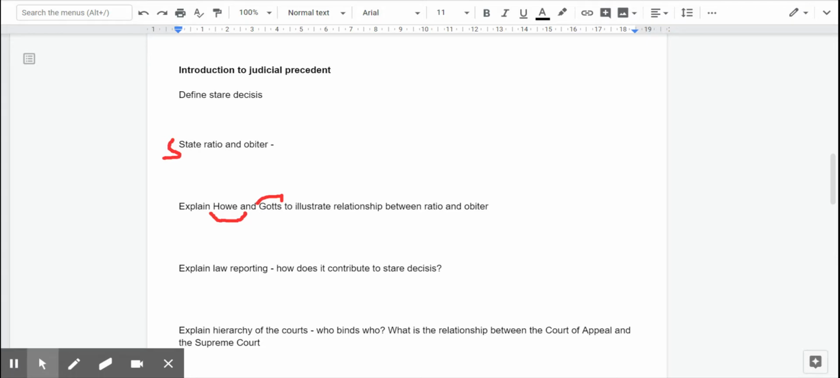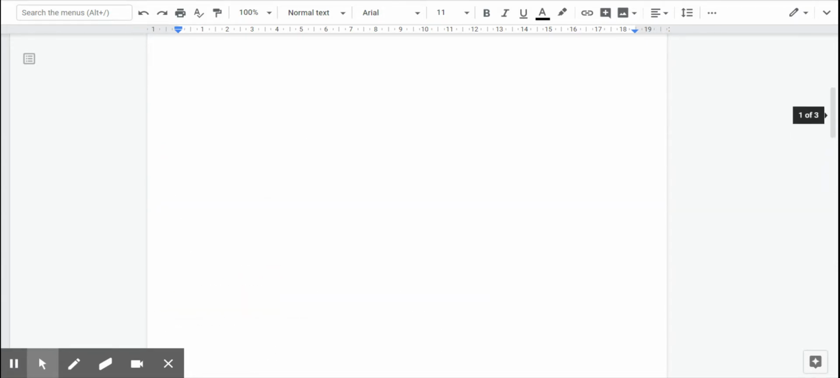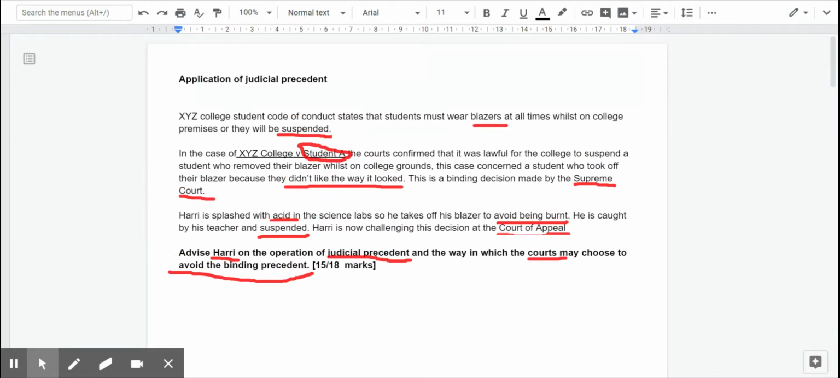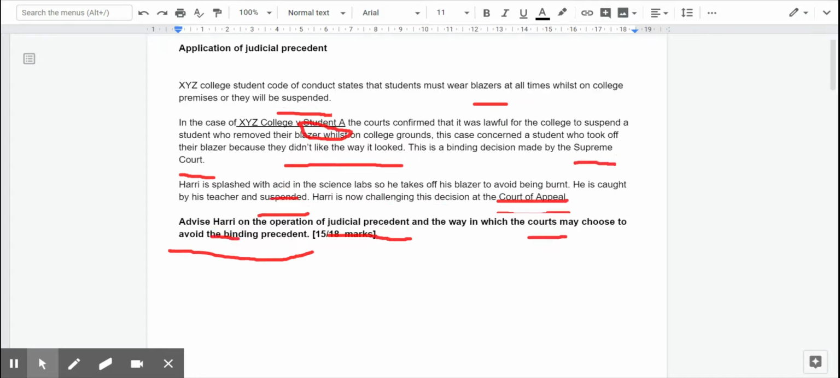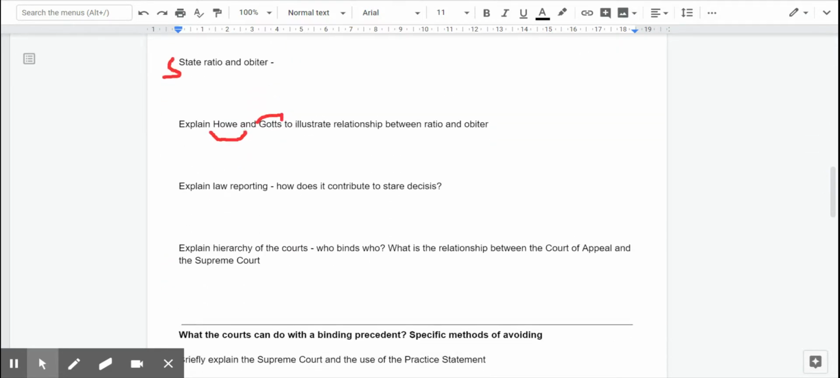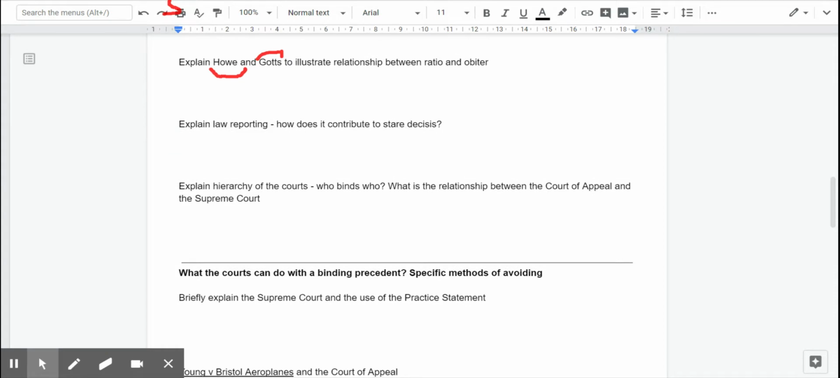And so now we have to think about, well, is there a ratio in the case that we've already got? Well, yeah, there is. XYZ colleges, the ratio, and this is your application here, the ratio is that it is lawful, so the college is allowed to suspend students. Was there any obiter comments in that case? Or nothing that was outlined.